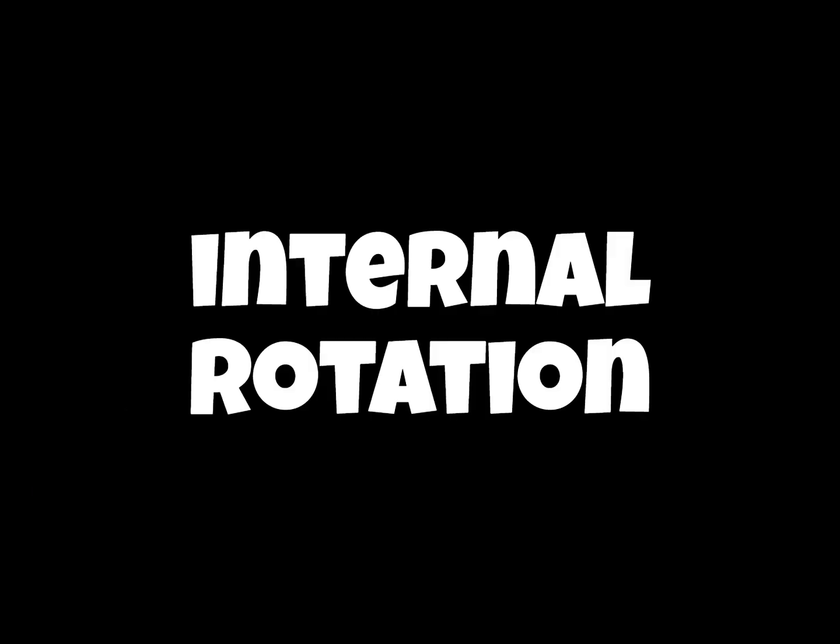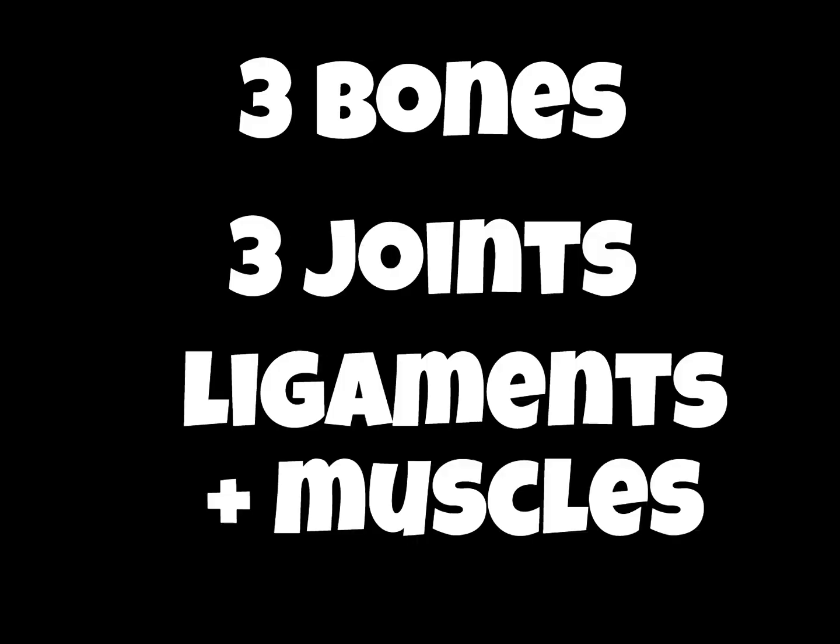So in summary, the shoulder is an intricate structure composed of 3 bones, 3 joints, a network of ligaments, and multiple muscles that work together to balance strength, flexibility, and precision. I hope this video helped you understand the shoulder a little better.